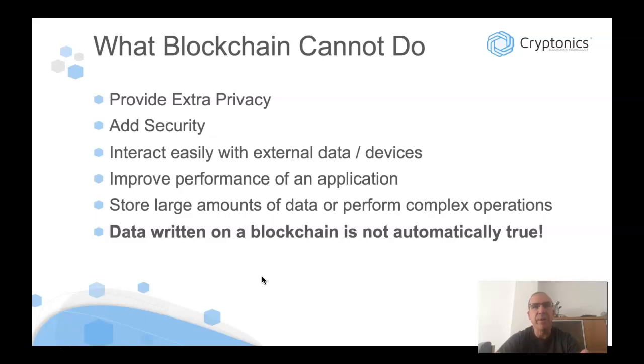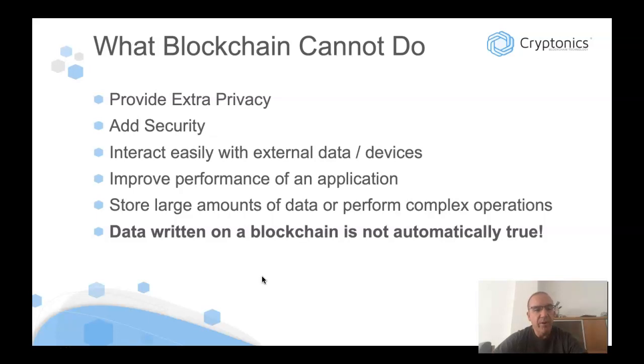There's no added security. Yes, there's a public key infrastructure, which is generally very secure. But you could do that without a blockchain. You don't need the distributed set of nodes, the peer-to-peer network to do that. The blockchain cannot easily interact with external data or devices. It's very difficult to get data onto the blockchain and interact with the outside world. But that's important, and that's something we look at in one of the following videos.